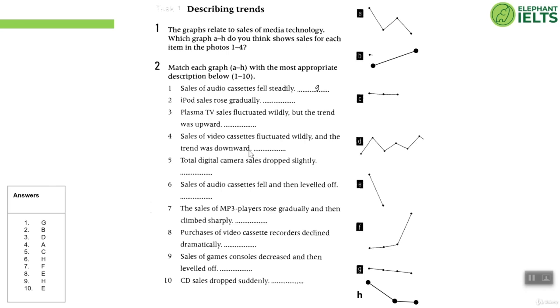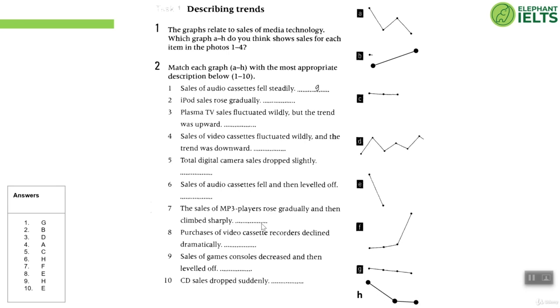Look at number 5. Total digital camera sales dropped slightly. Which one would that be? C would match that, wouldn't it? C. Look at number 6. Sales of audio cassettes fell and then leveled off. So we're looking for a fall and then a stability. That would be H. Fall and then stability.